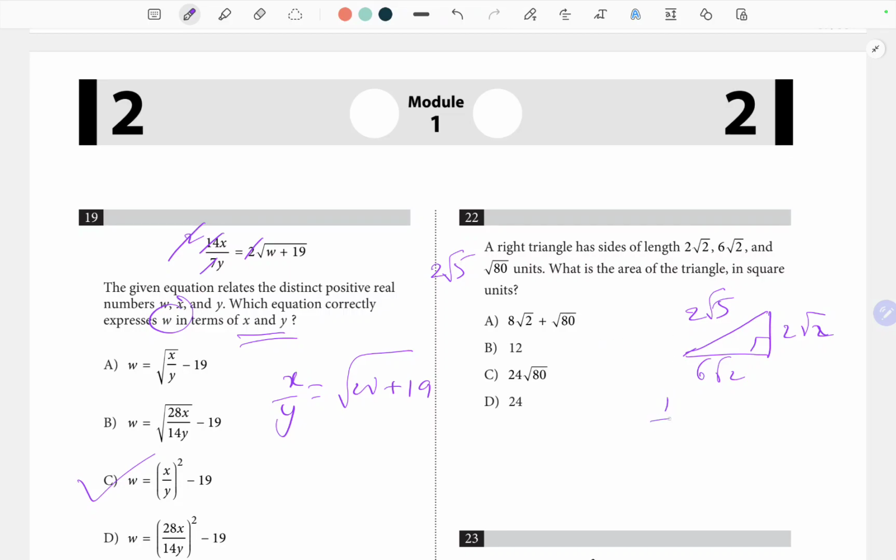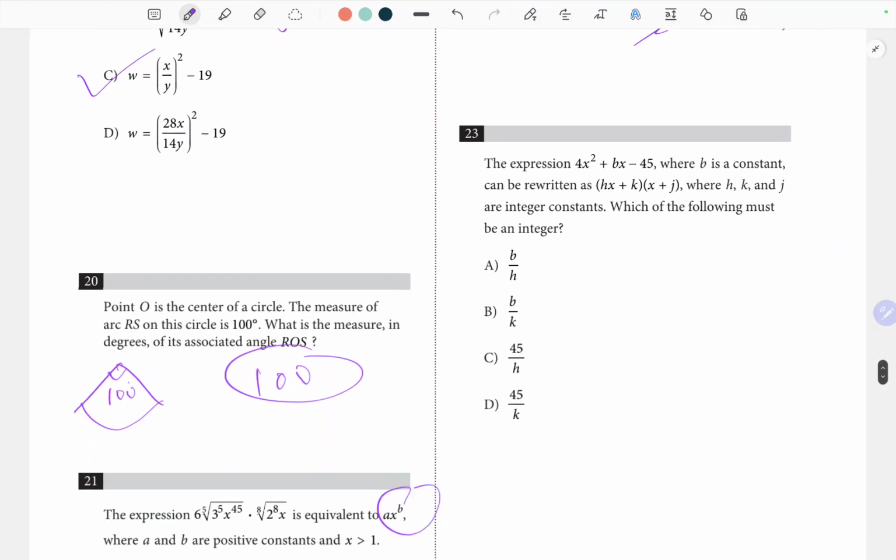By the way, we need to find the area, which is 1 over 2 times 6 root 2 times 2 root 2. Root 2 times root 2, that's 2, and the 2 cancels. 6 times 2, that is 12.